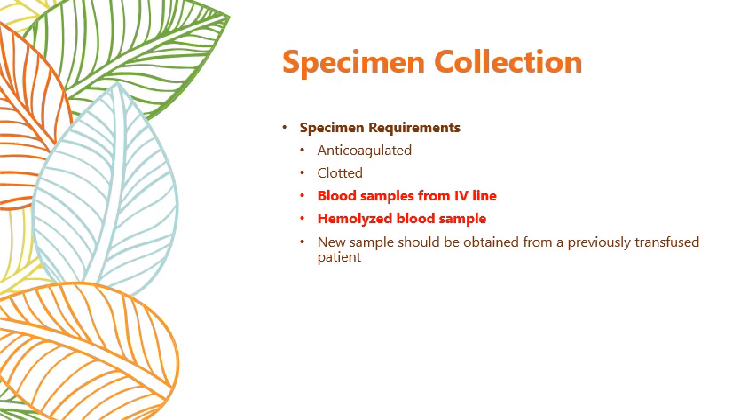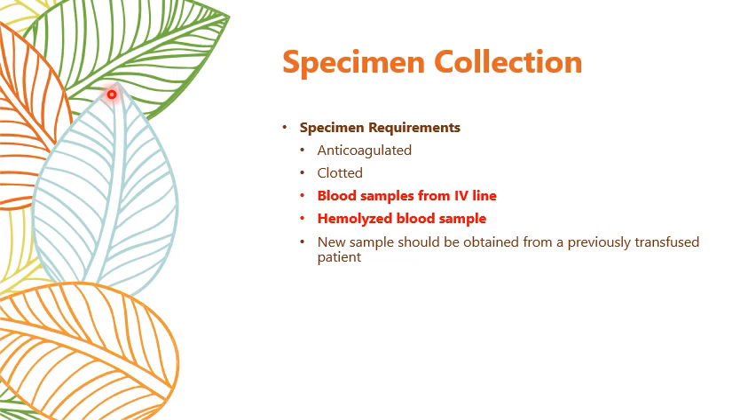Specimen requirements. Either anticoagulated or clotted specimens are acceptable for pre-transfusion testing. Anticoagulated specimens are preferred due to ease of handling. The disadvantage of plasma is that it inactivates complement, so some antibodies may not be detected. But anticoagulated blood is still more preferred because we also need the red cells, which are more abundant in anticoagulated blood compared to clotted blood.